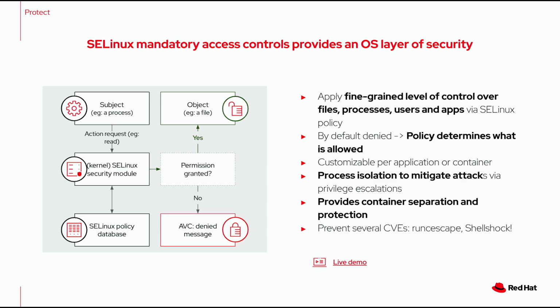In permissive mode, that's a good place to start. It's not a good place to leave it. But at least you have an audit trail to cover your butt, okay? So SELinux is a layer of security that gives fine-grained access control over files, processes, users, and apps by policy. And by default, everything is denied, and you have to open up policy to allow it.